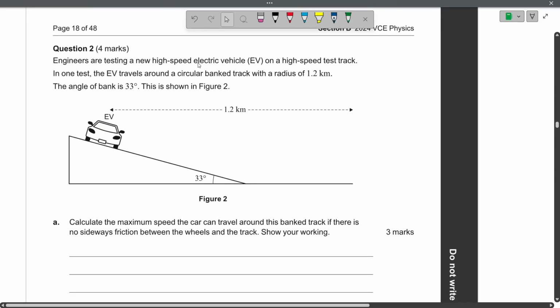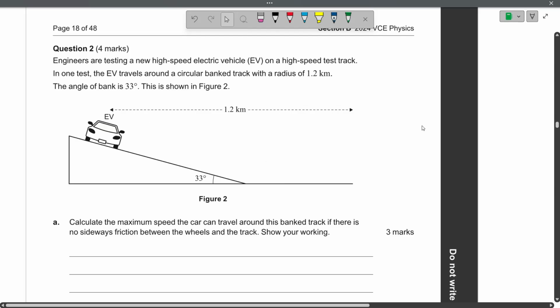Engineers are testing a new high-speed electric vehicle on a high-speed test track. In one test, the electric vehicle travels around a circular banked track with a radius of 1.2 kilometers. The angle of bank is 33 degrees. This is shown in figure 2.